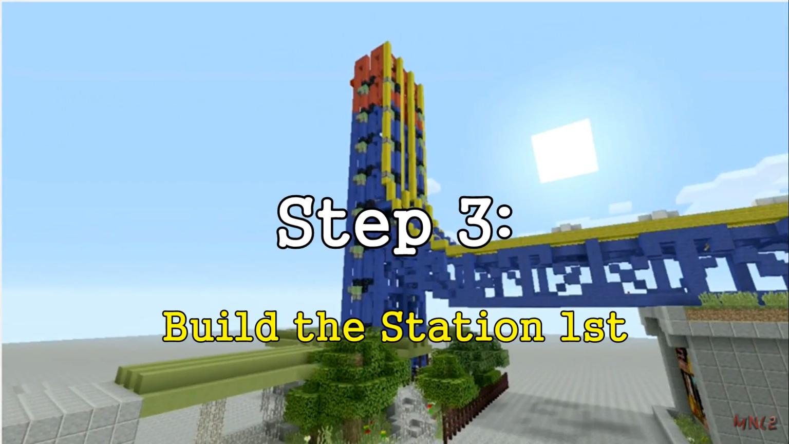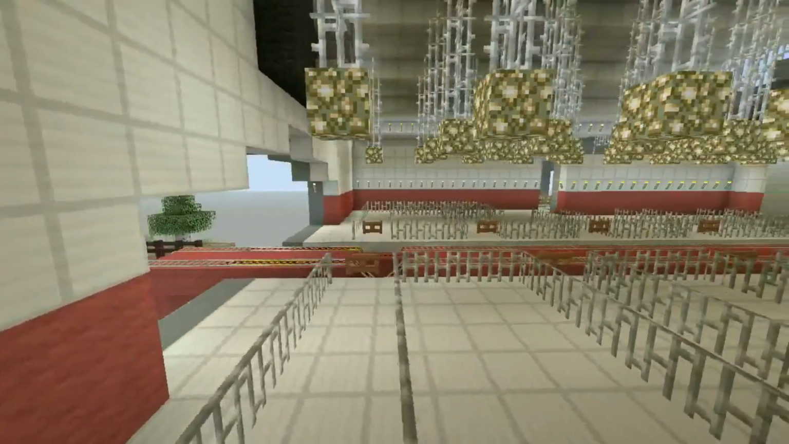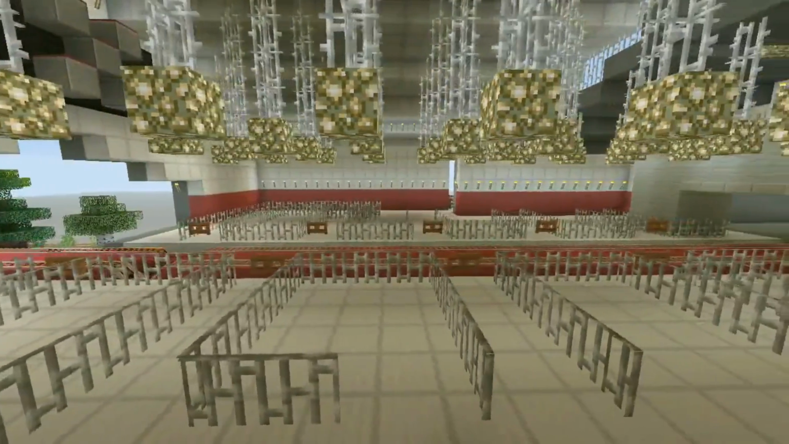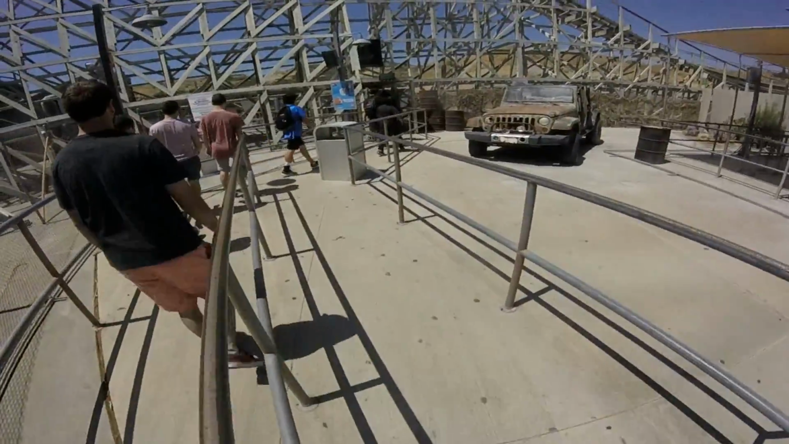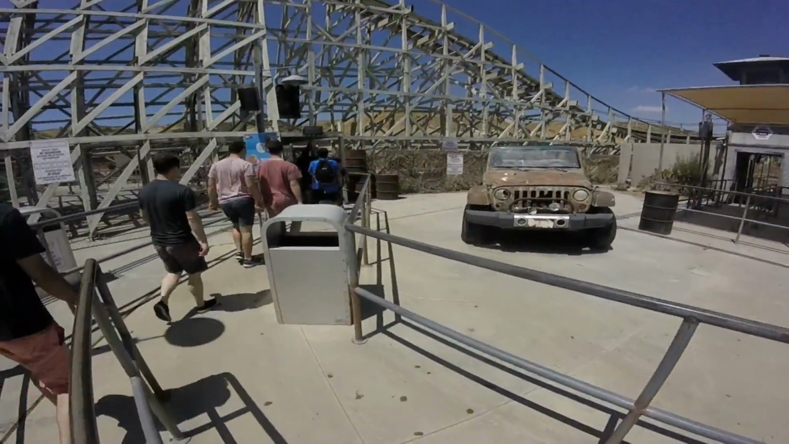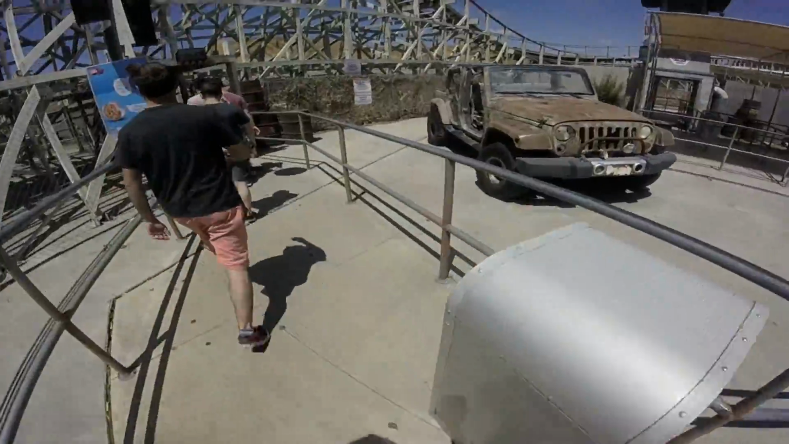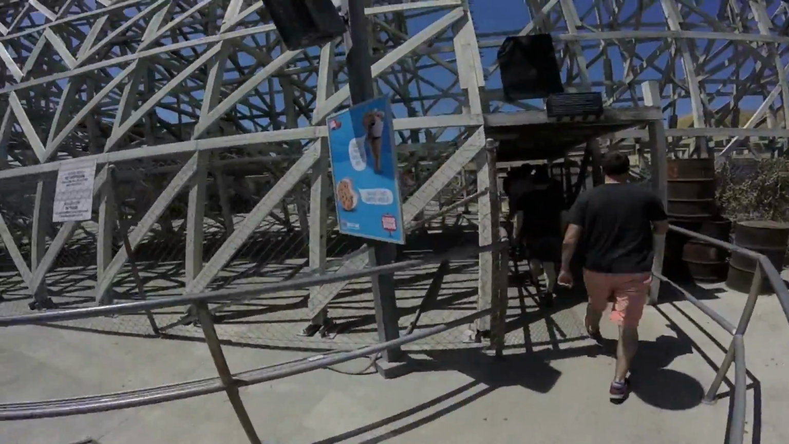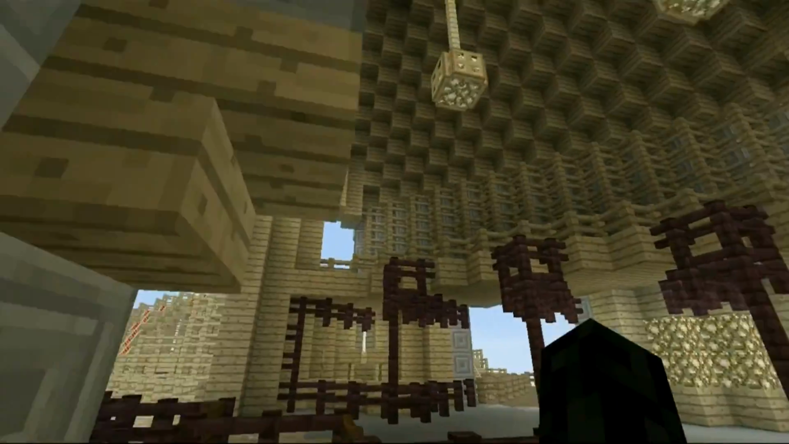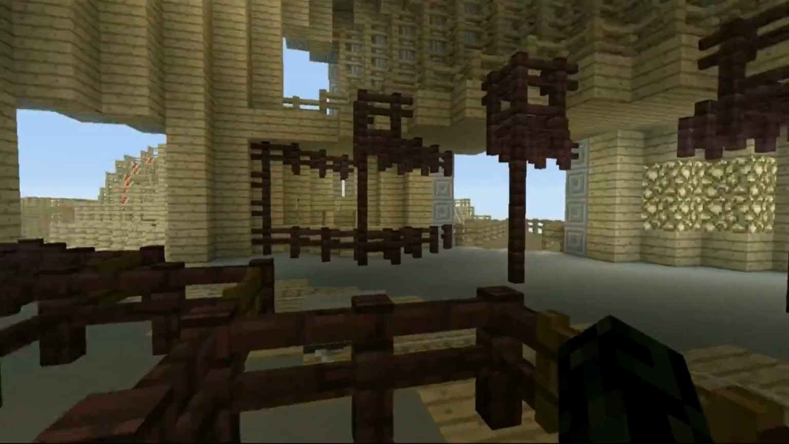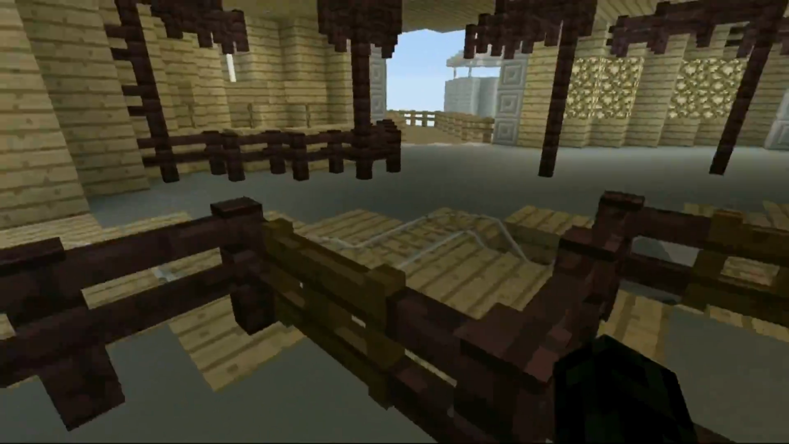Step 3. Build the station first. When building a recreation, it is important to make sure that your coaster is dependent on essential features such as the station. For rides that interact with the queue, such as Apocalypse at Magic Mountain, it is important to make the ride first before you make the queue to make sure that the ride is just the way you want it, and that the queue is dependent on the coaster. But before you make the coaster itself, you have to make sure where its starting point is in relation to other obstacles, such as a queue interaction.